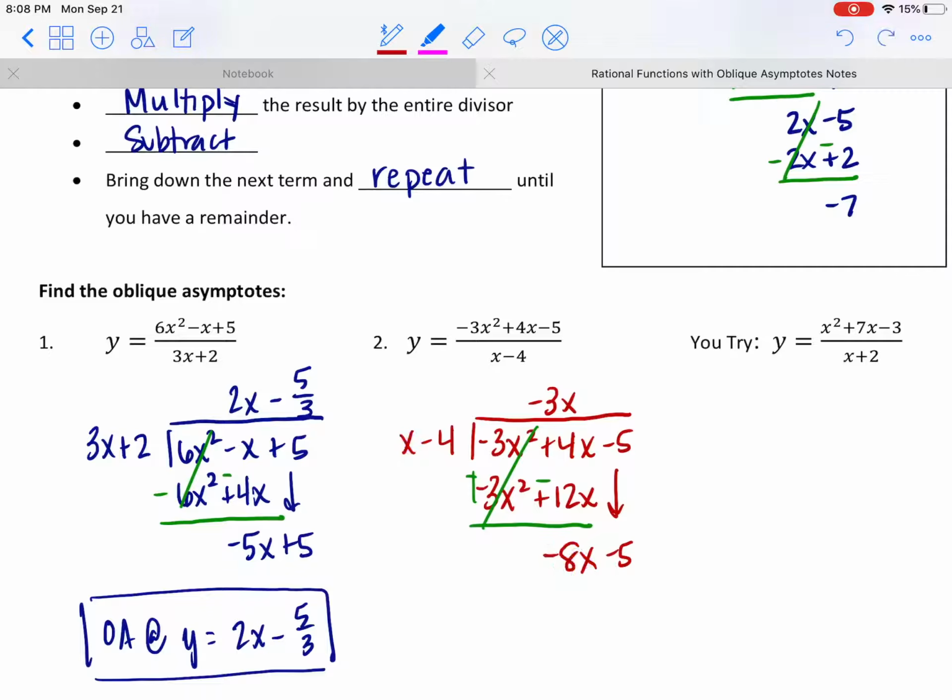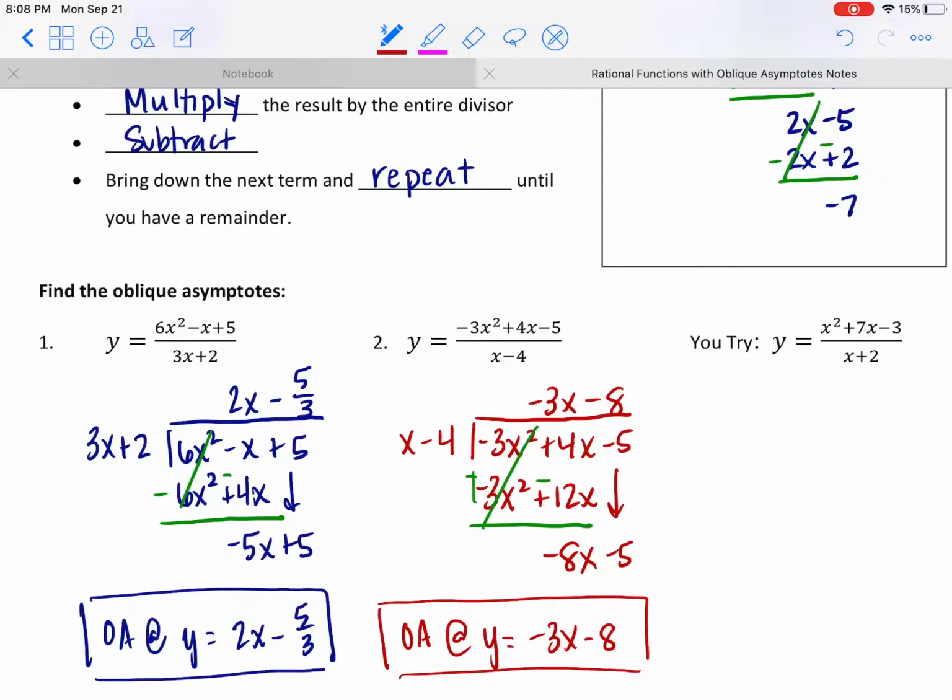What's negative 8x divided by x? That's going to be a negative 8. So there it is, the equation of a line. So this is going to have an oblique asymptote at y equals negative 3x minus 8. And again, if we wanted to put that into Desmos and confirm it, we could do that.